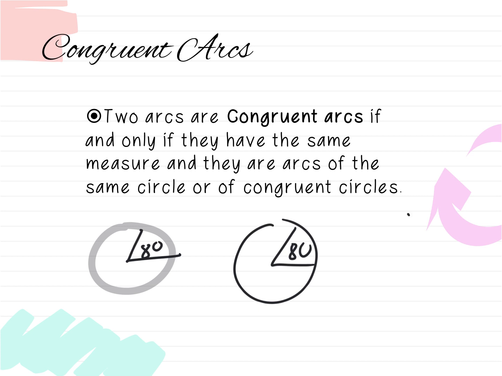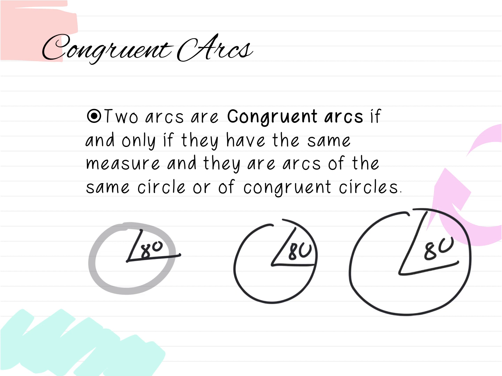Now, sometimes you may have a bigger circle with the same arc, but the radius is different. So it's not going to be a congruent circle, okay? So this third circle I drew that's way bigger than the other two will not be congruent, as it is not congruent to the other circles. So it has to be the same circle or a congruent circle in order to have congruent arcs. Even though they have the same measure, they are different.